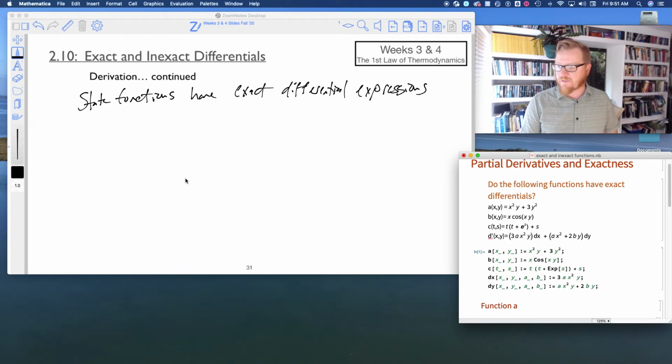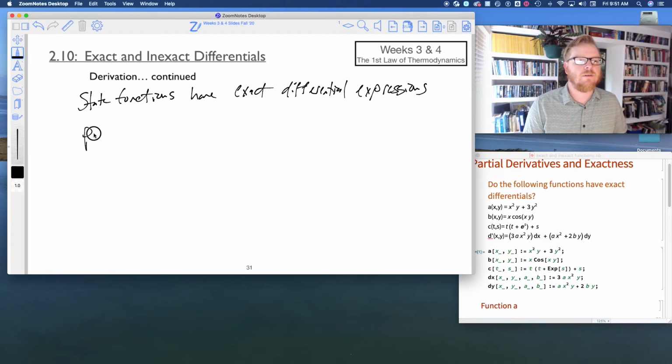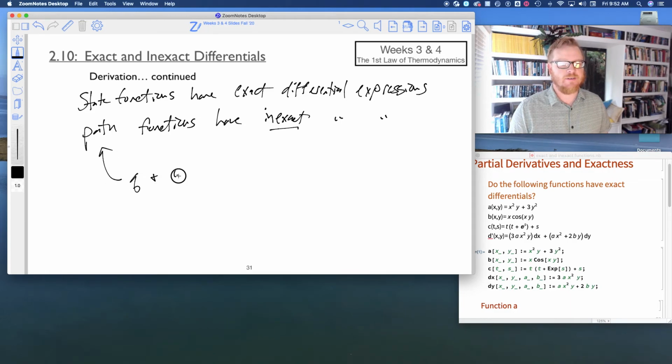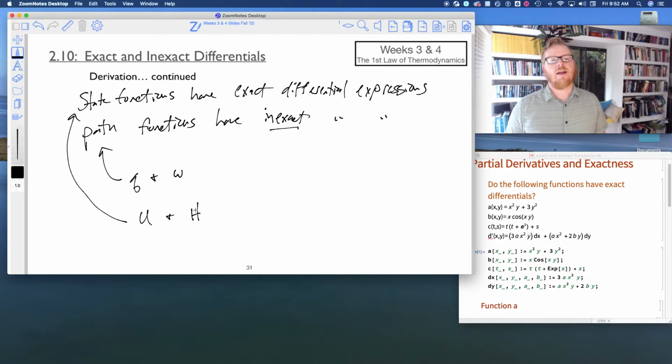So what if it doesn't have an exact differential function? Well, path functions have inexact differential expressions. Okay? So in this example, perhaps a, b, and c would be valid state functions, but function d would be a valid path function. So path functions thus far would be heat and work in context of our first law of thermodynamics. State functions would be U and H.